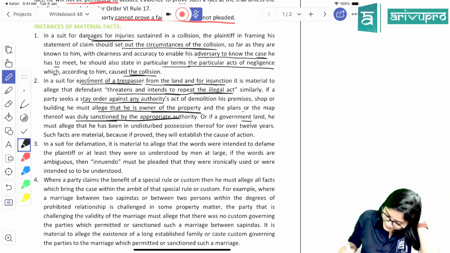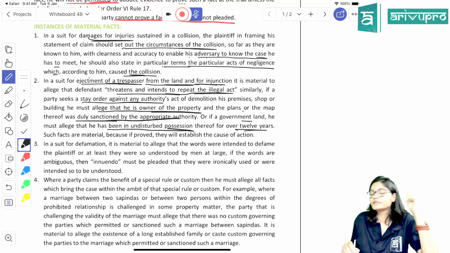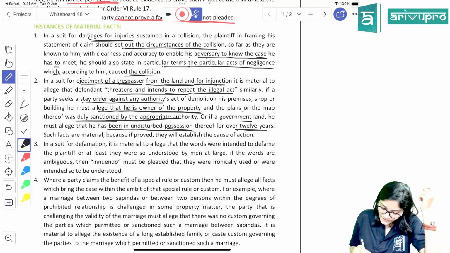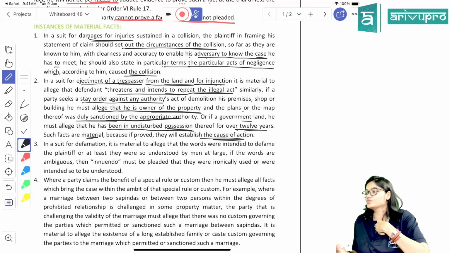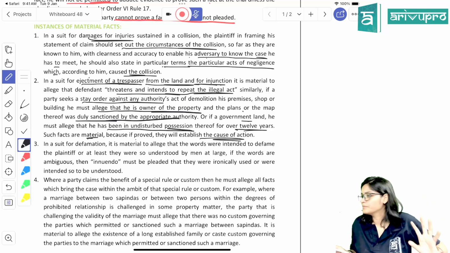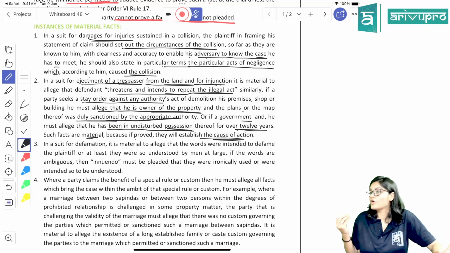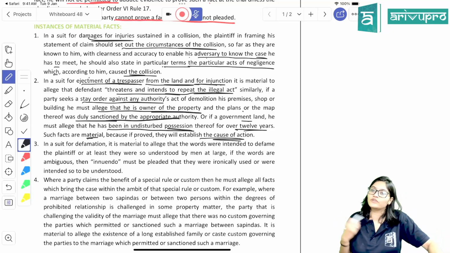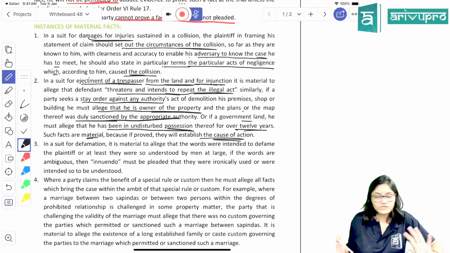Or if it is government land, he must allege that he has been in undisturbed possession thereof for over 12 years. Such facts are material because if proved, they will establish the cause of action. Since 12 years, I have used this government land undisturbed. Government has not disturbed me. Government did not come to me at all, right? So after 12 years, the law of limitation says that you can use it as if it is your property only, even though it is not yours.